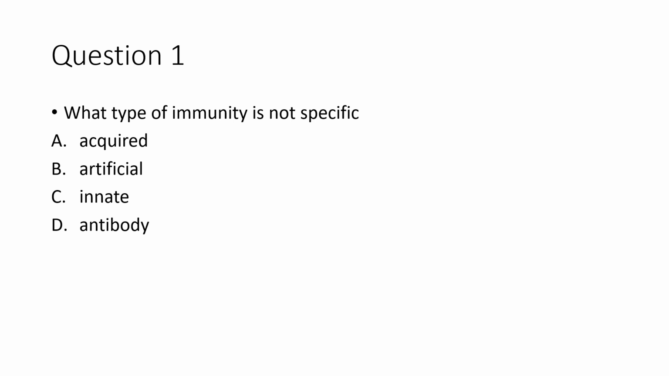Questions. Question 1. What type of immunity is not specific? A, acquired, B, artificial, C, innate, D, antibody. The answer is C, innate.